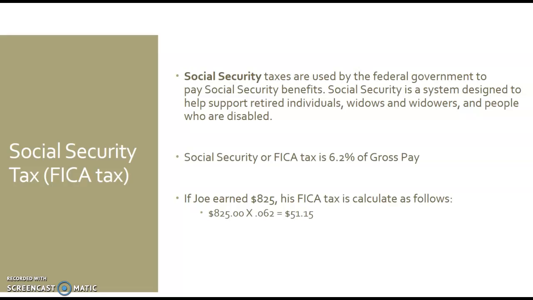In our example, if Joe earned $825, his FICA tax is calculated as follows. You would multiply his gross pay times the tax rate, and he would owe $51.15 in FICA tax.